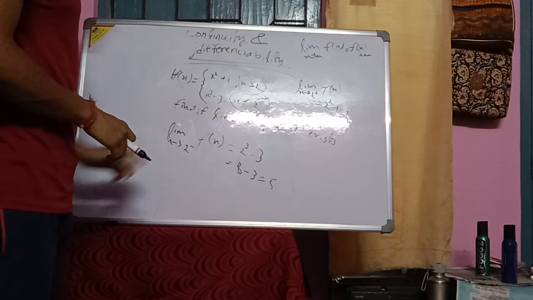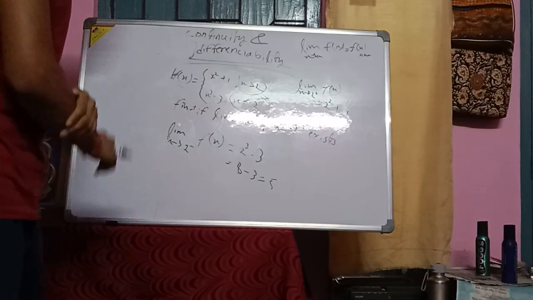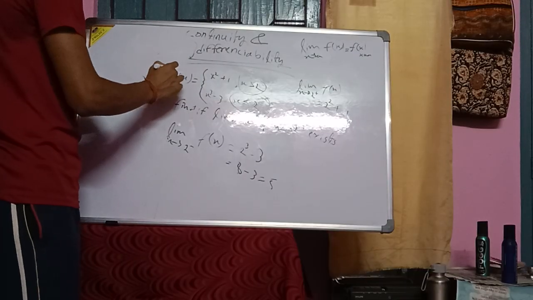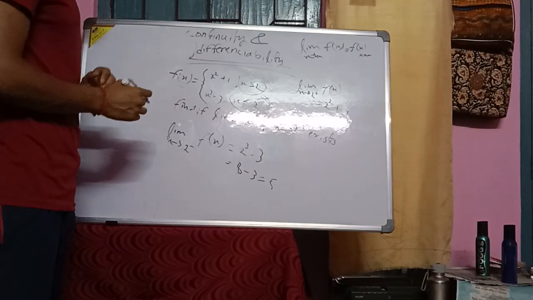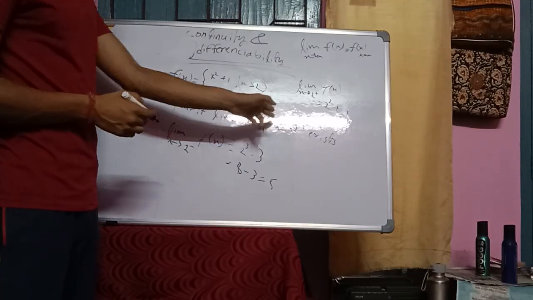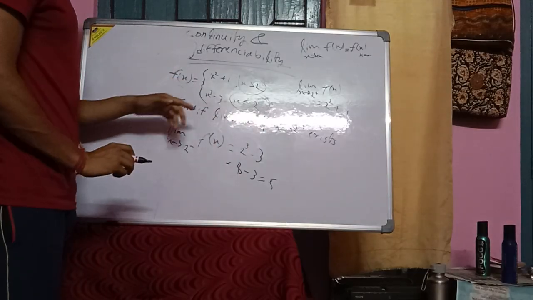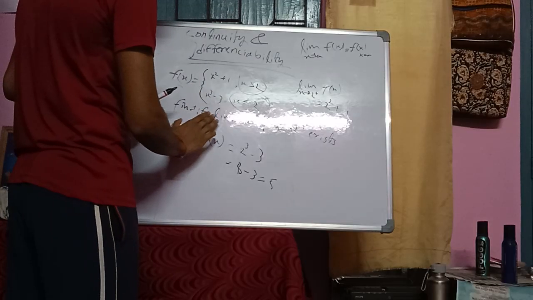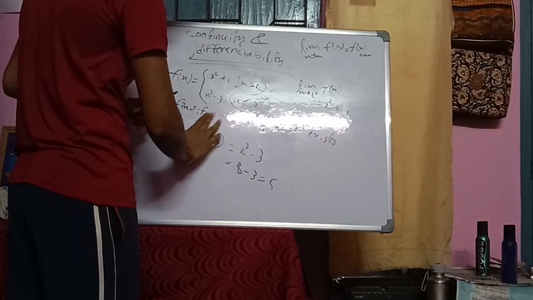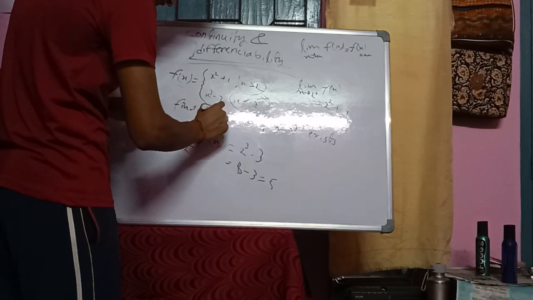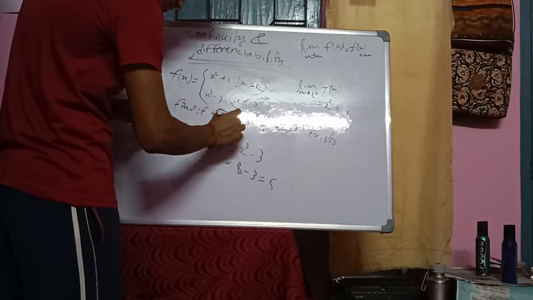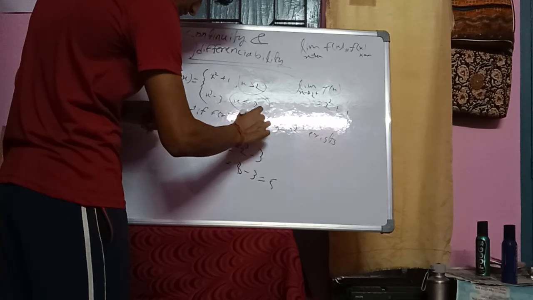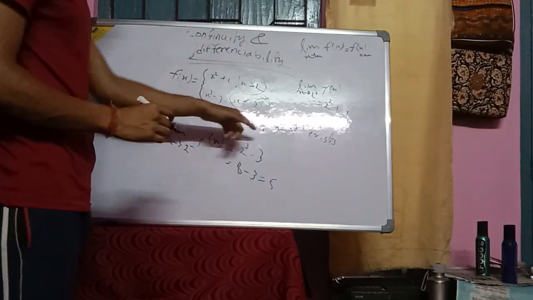So can I say whether this function is continuous or not? It says, at point 2, find if f of x is continuous at point 2.